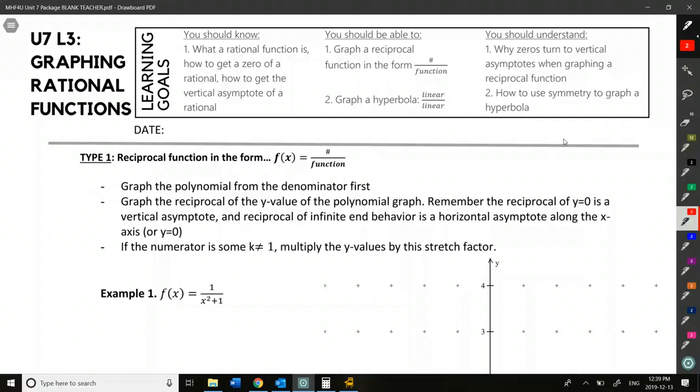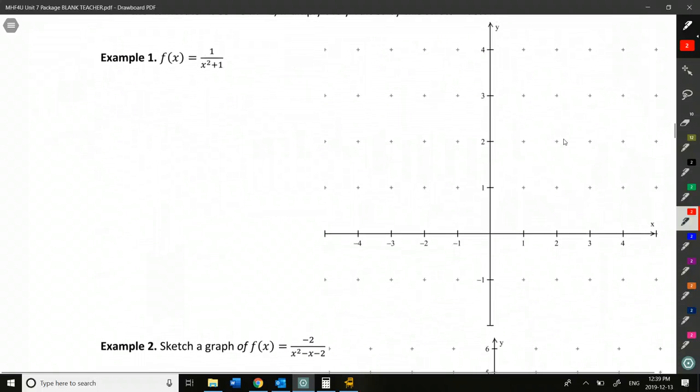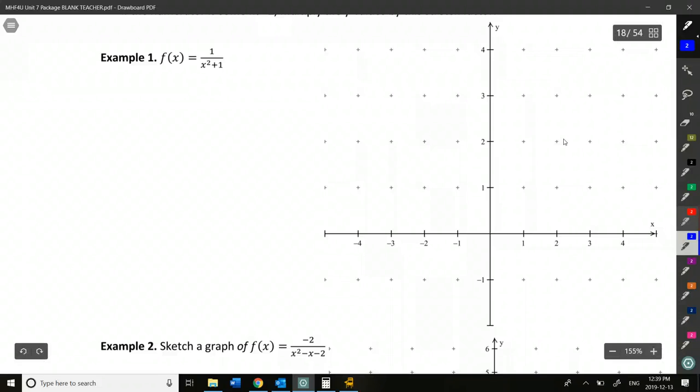And there's a couple things that we will need to kind of understand. So I'm going to just use the first example to kind of explain some of these things to you in bullet point number 2. And if the numerator does not equal 1, we'll have to multiply each y value by the numerator as well. Okay, so let's just take a second and go through some of these steps. So the polynomial in the denominator here is x squared plus 1. So I'm going to start with that function.